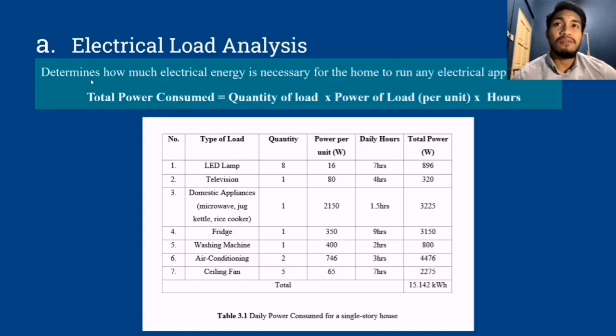Firstly, we have the electrical load analysis. We need to determine how much electrical energy is necessary for the home to run its electrical appliances. We used this formula: total power consumed is equal to the quantity of load multiplied by the power of load and multiplied by hours. The final answer for the daily power consumed for the single story house that we have chosen is 15.142 kilowatt hour per day.